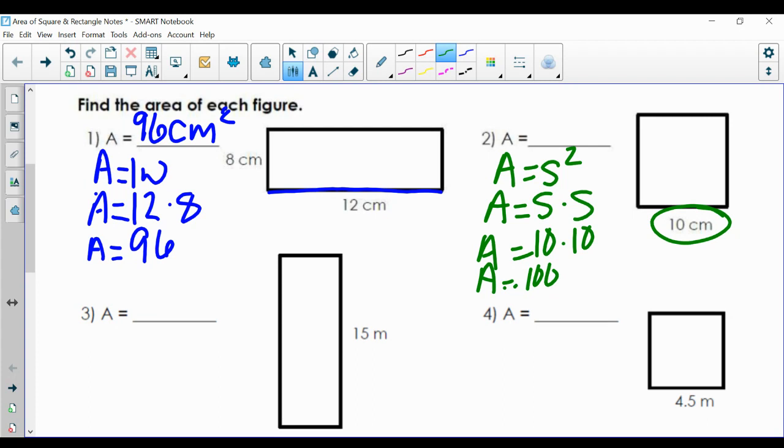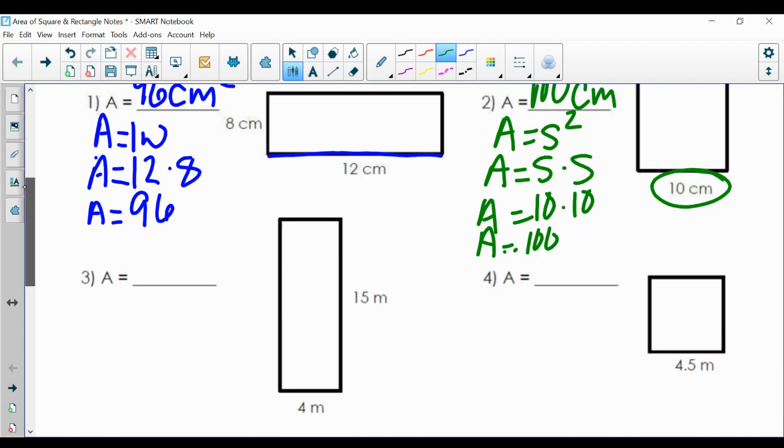Now, I know that's a whole lot of steps. You don't always have to do all of that, but I do want to see the work being shown. So area equals 100, don't forget your units, centimeters squared. Always remember that squared up in the very, very top.